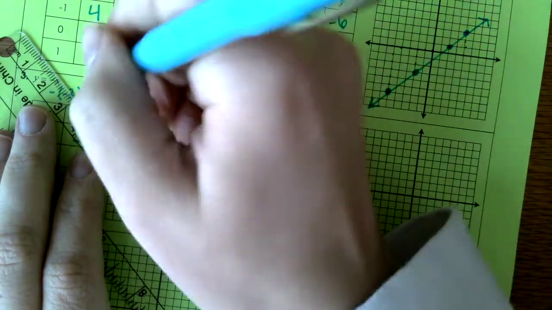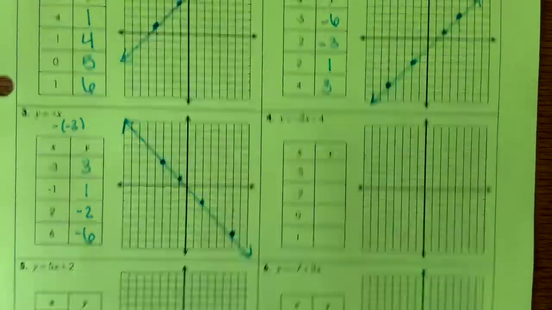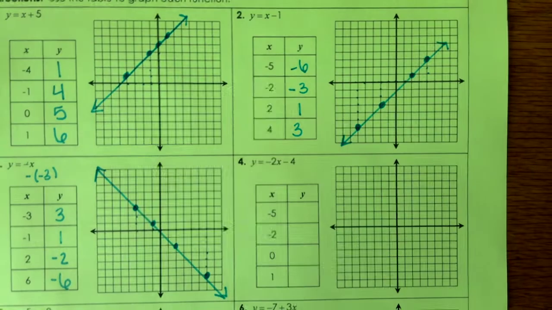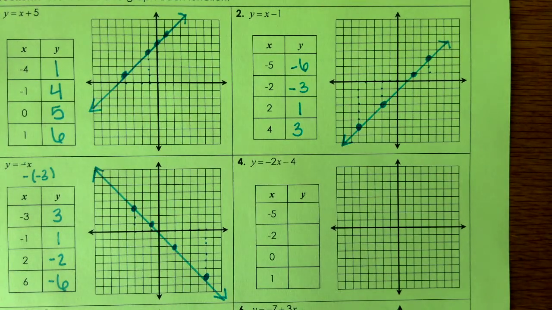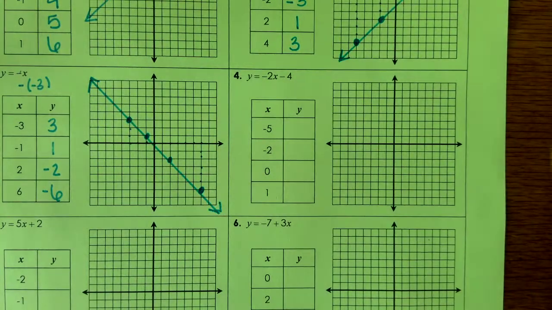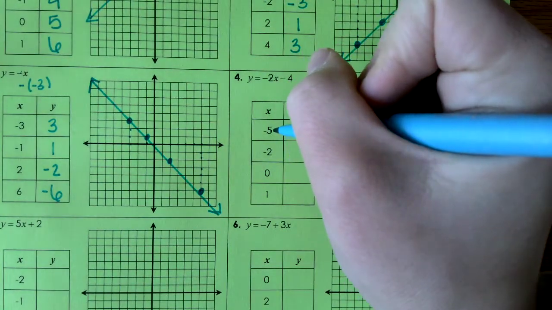Okay, just like that. So if you're like, yep, I feel good, I know how to fill out the tables, I know how to graph the line, you can skip the next 2 examples and go to the back side. If you want some more practice, I'm going to go over number 4 and number 6, and then I'll get to the back side. So you can either continue watching or skip ahead. So on here, I'm going to take -2 times -5 to get a positive 10.